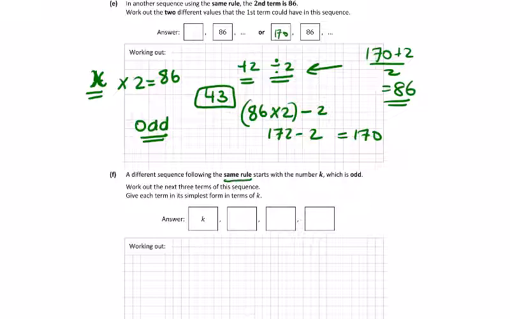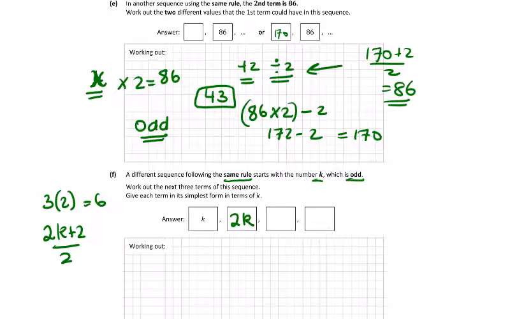A different sequence follows the same rule and starts with k, which is odd. So multiply by 2 to get the next one, 2k. Any number multiplied by 2 is even. There's an odd number by 2. 3 2s is 6, because any number multiplied by 2 can be divisible by 2. So 2k, what do we have to do to 2k? It's even. We have to add 2 and divide by 2. Now, I'm sure they'll allow you to write 2k plus 2, but 2k plus 2 divided by 2 is going to be k plus 1.